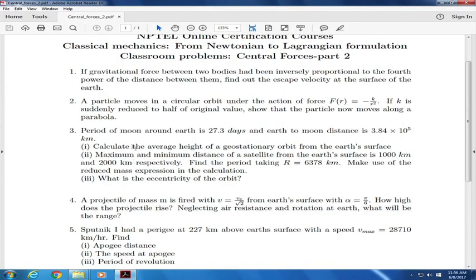So, we continue with the problem set. The next problem: for problem 3 we just did the first part and we found out that the average height of a geostationary orbit from Earth's surface is approximately 6.6 R0.